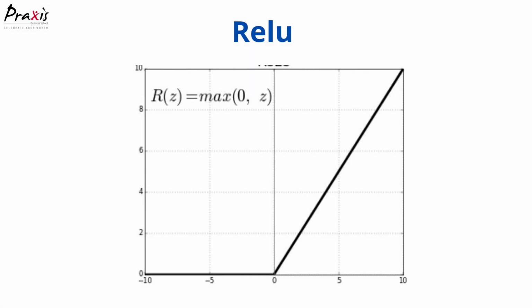The rectified linear activation function is a piecewise linear function that will output the input directly if it is positive. Otherwise, it will output 0. It has become the default activation function for many types of neural networks because a model that uses it is easier to train and often achieves better performance.